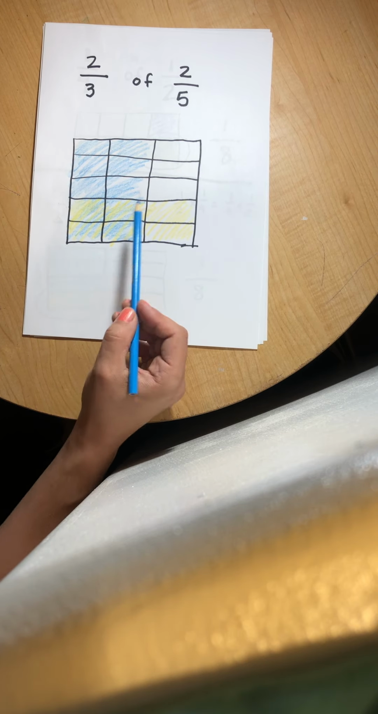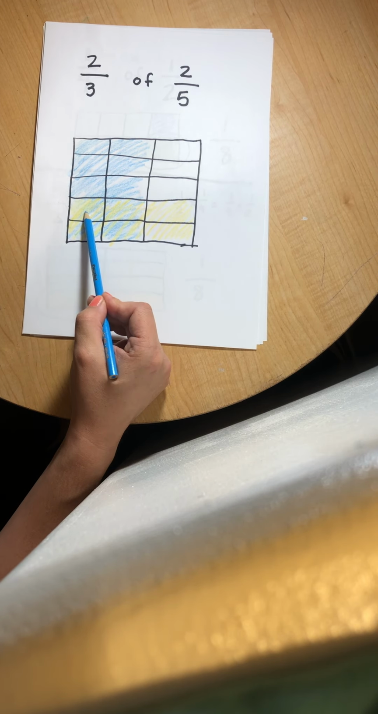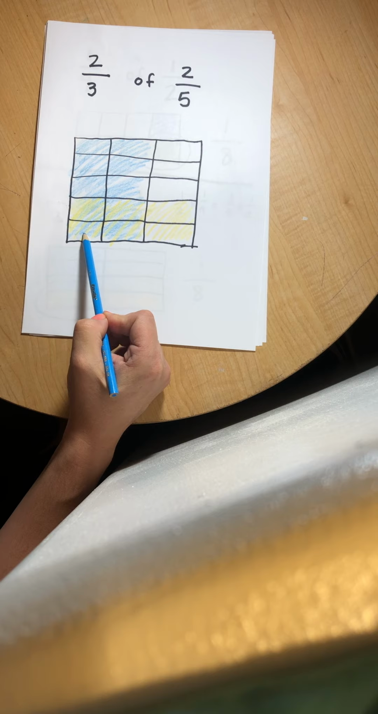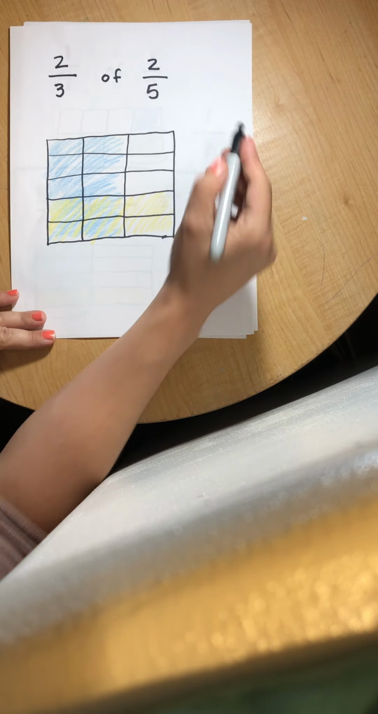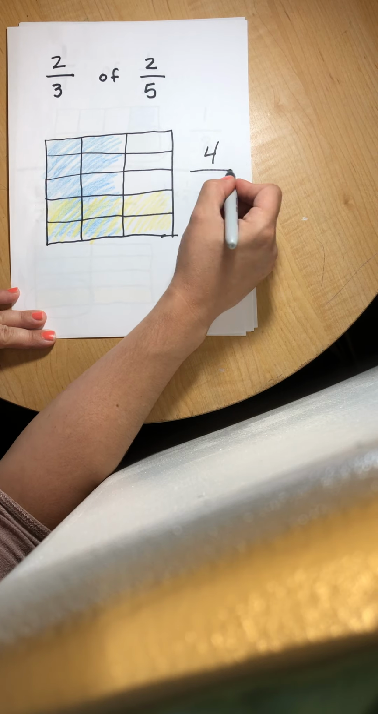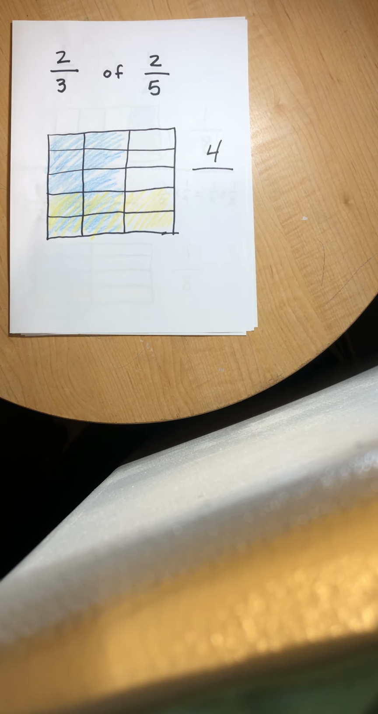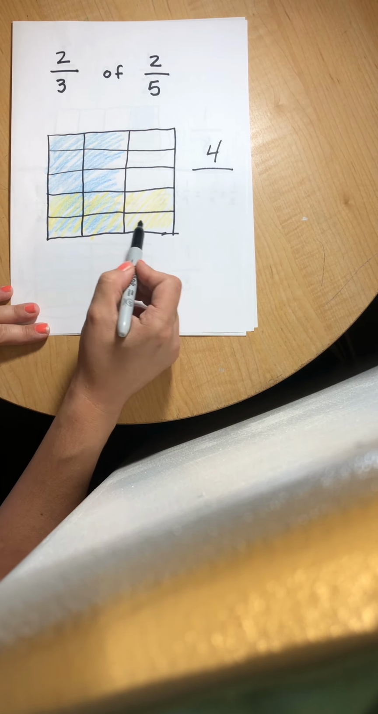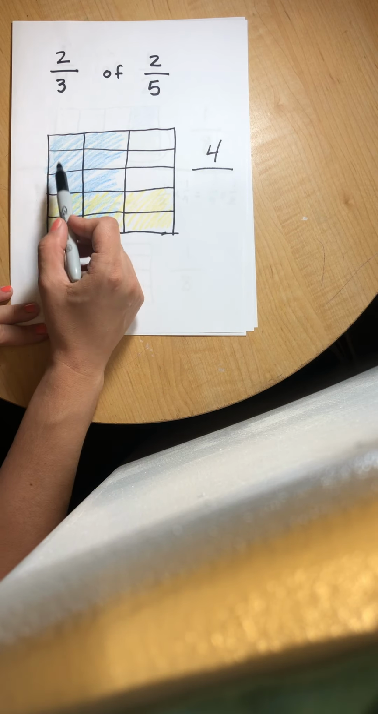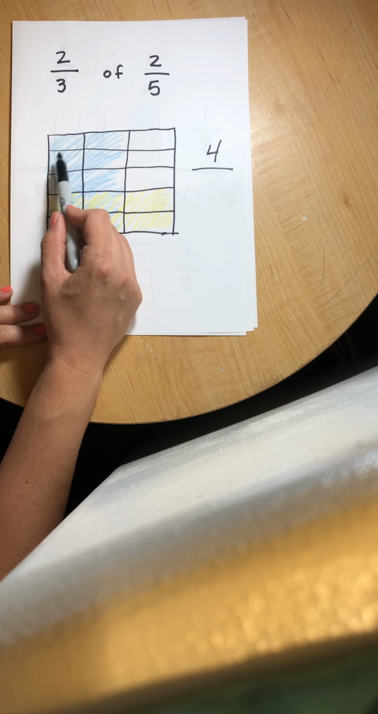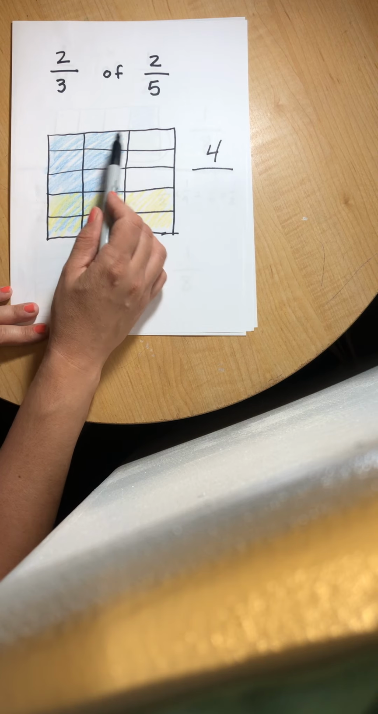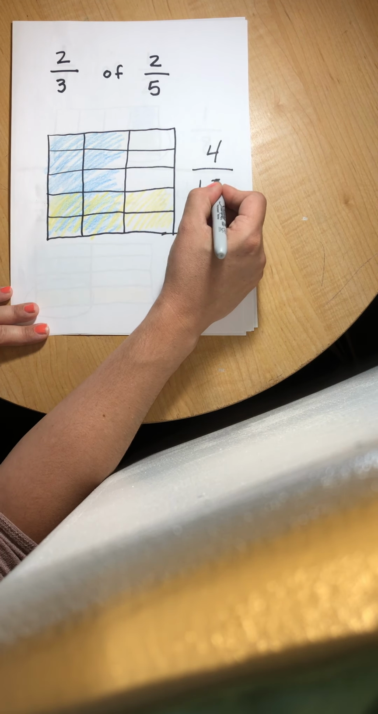And the point where the colors meet is these 4 squares right here. So that would mean our top number would be 4. And our bottom number would be 1, 2, 3, 4, 5, 6, 7, 8, 9, 10, 11, 12, 13, 14, 15. 4 15ths.